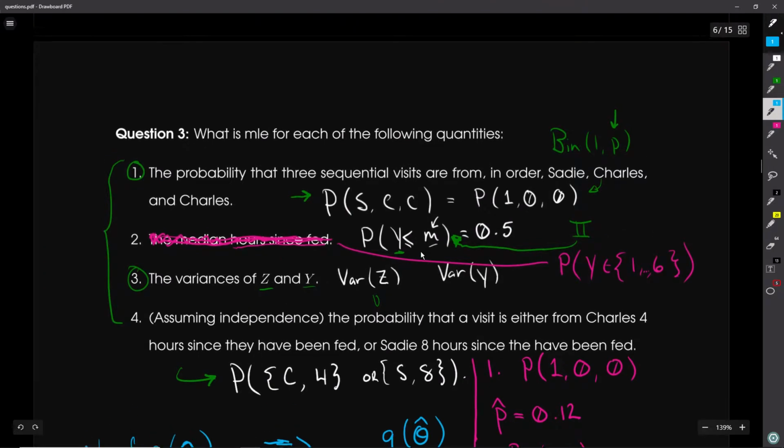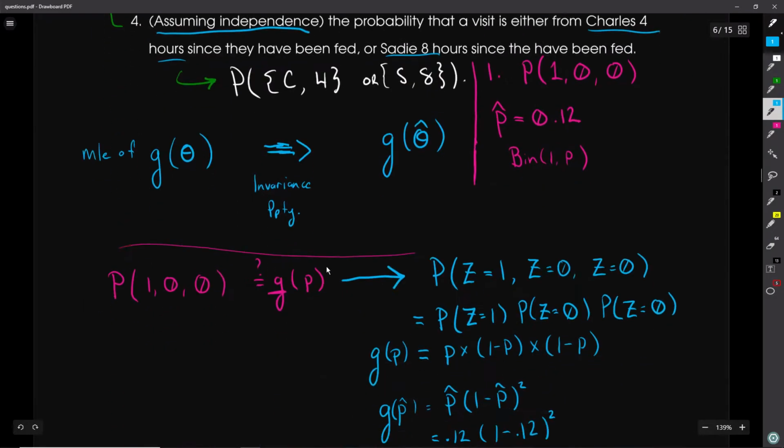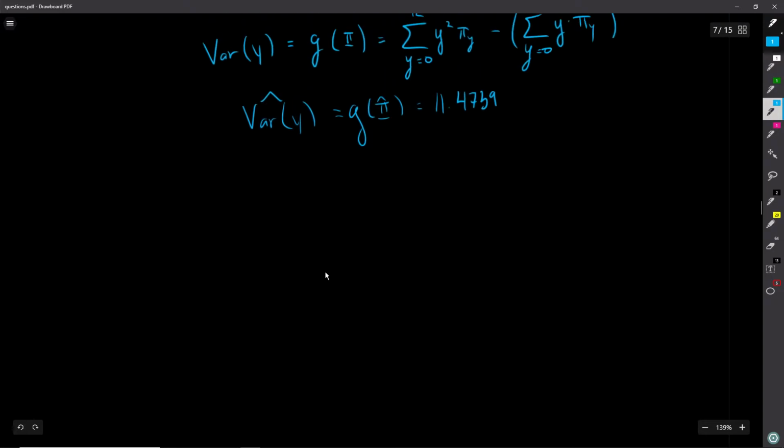So now let's take a look at the last part. Part 4: we've assumed independence, and now we want the probability that a visit is either from Charles 4 hours after they've been fed, or Sadie 8 hours since they've been fed. Okay, so we want the probability that a visit is going to be Charles and 4. Charles is a 0 in terms of our y variable, and 4 hours since they've been fed. Or Sadie is a 1, and I believe it was an 8.